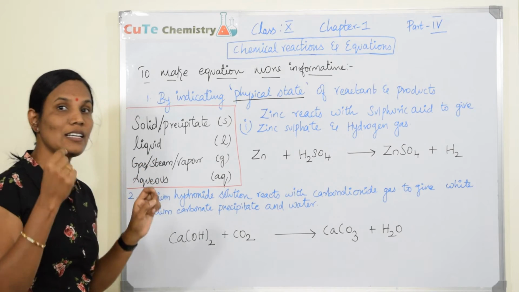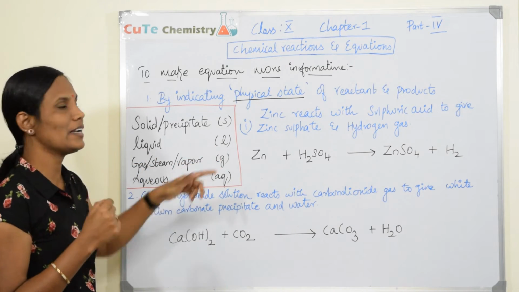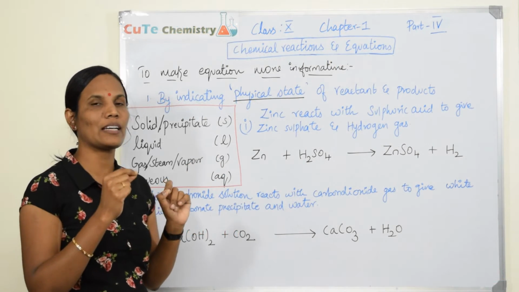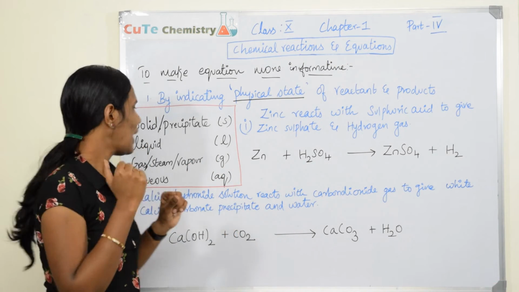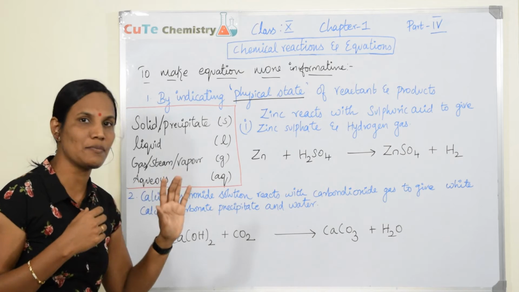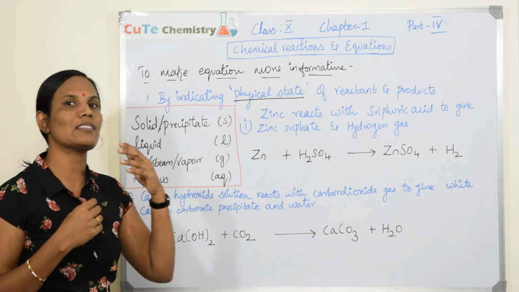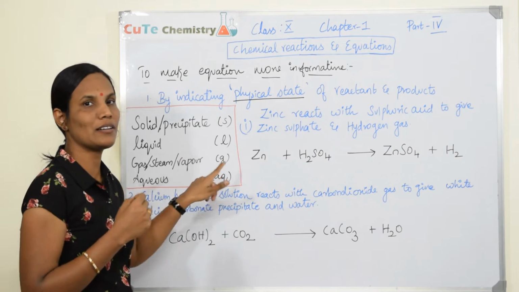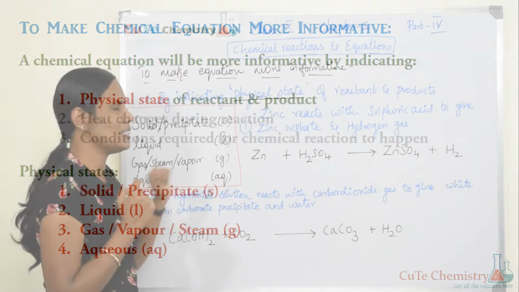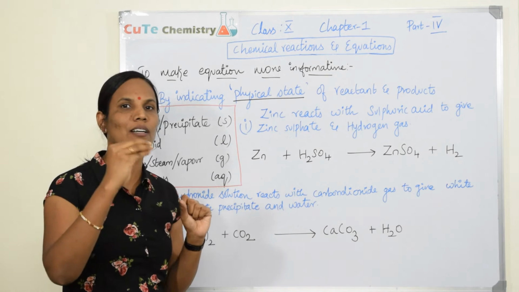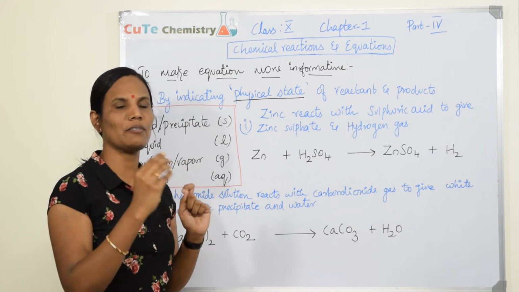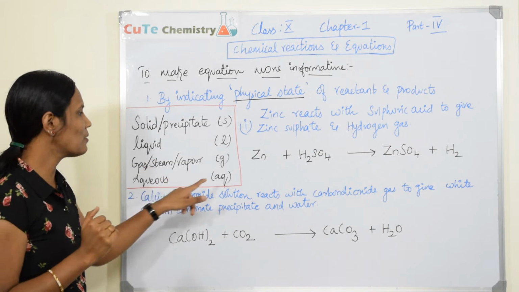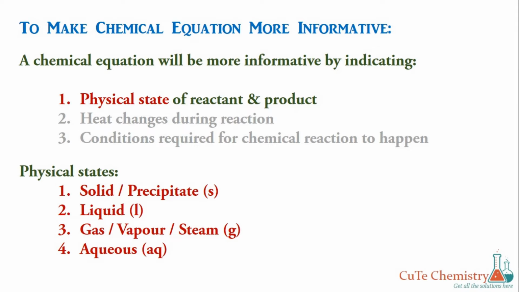Then if it is liquid, it should be indicated as l. We have to put a small bracket, and in that bracket you have to write small l. And then if it is a gas phase, or if it is given as steam, or if it is given as vapor, then that will be represented as g, small g. It shows that the state of the reactant or product will be gaseous form. The next one is aqueous. Aqueous will be represented as aq.